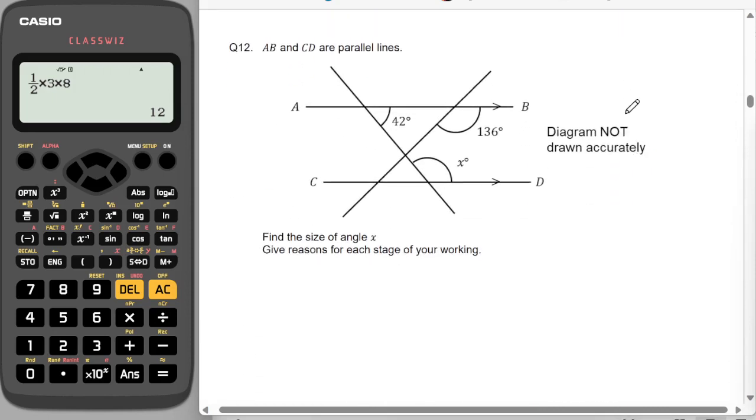Right, question 12. So we're given angles along a parallel line. Find the size of angle X.